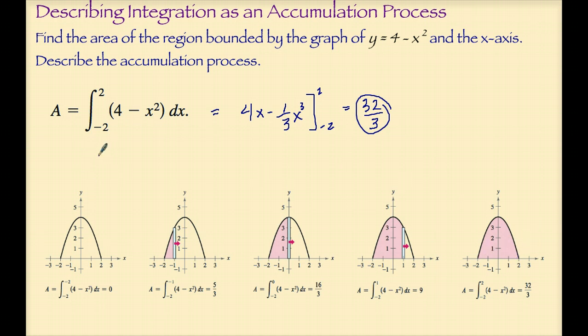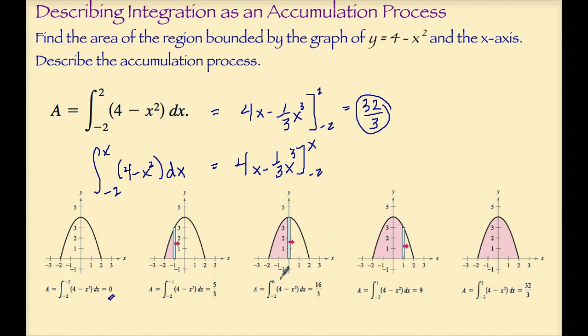But what if we had changed this integral a little bit and said negative 2 to x of 4 minus x squared dx? Of course, our indefinite integral is the same, 4x minus 1/3 x cubed from negative 2 to some x value that we specify. For example, if the upper endpoint of integration was negative 2, you can see that no area would have been accumulated between negative 2 and 2, and the value of that definite integral would be 0. What if we had let the upper endpoint of integration be negative 1? Then we would be looking at the area from negative 2 to negative 1.